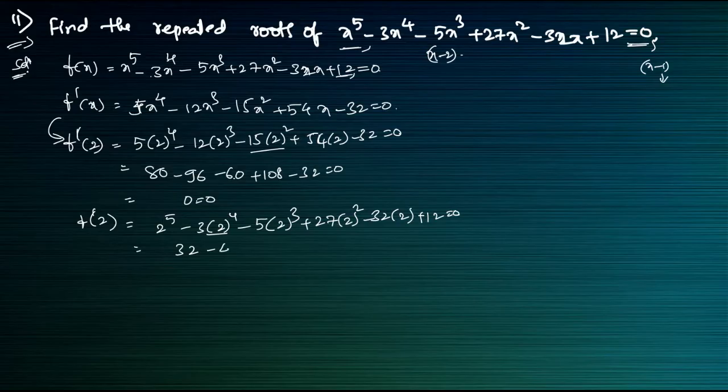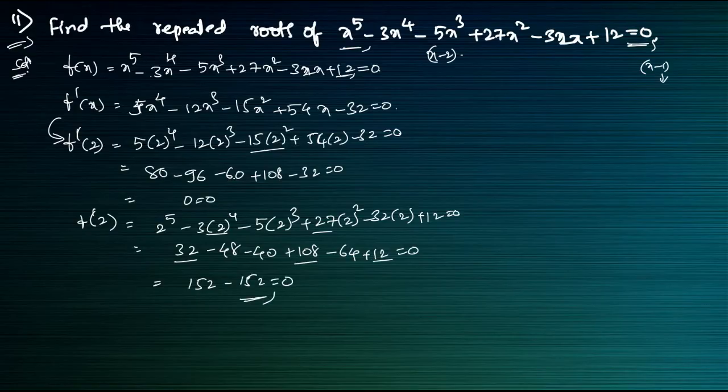16 into 3 is 48, okay. So 48 will come here, minus 40 here, and 27 into 4 is 108, so plus 108 will come. Here minus 64, plus 12 is equal to 0. If you add the positive numbers, it will become 152, and the negative numbers are minus 152, so it is equal to 0 here. So f dash of 2 and f of 2 are both 0, so x minus 2 is one factor here.